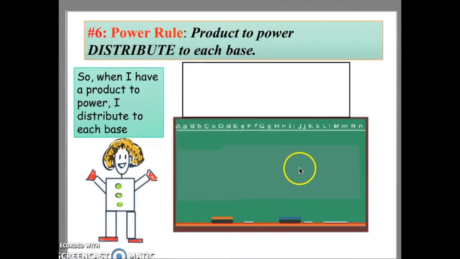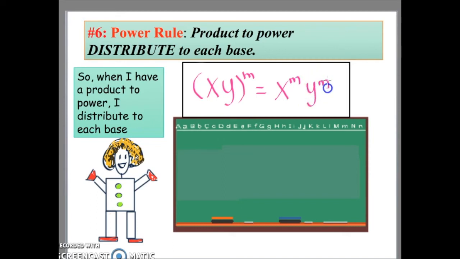Let's take a look at another power rule. This is an expanded power rule. Product to a power, we distribute to each base. So let's see what that rule looks like. That's my product, is raised to my power m. Product to a power, so we're going to distribute my power to each of my bases. So here's my base with my power. Here's my base with my power.